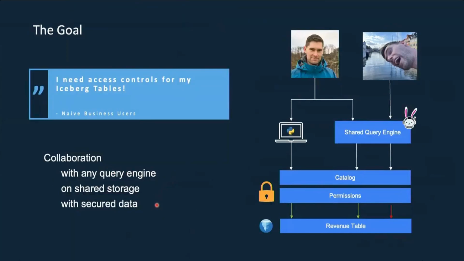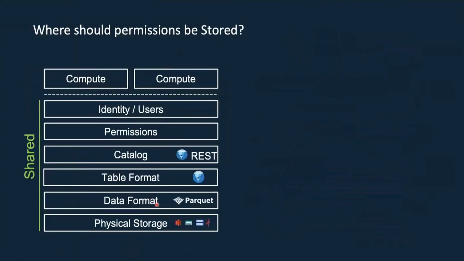So we have 2 different users. A user might use Python, after that they might use Trino, a shared query engine, and they both want to access a table, for example, a revenue table with their personal permissions that are shared between these different query engines. And because a lakehouse is no monolith, this is actually surprisingly hard to achieve. But it's possible today with open source tools, and that's what my demo is going to be about.